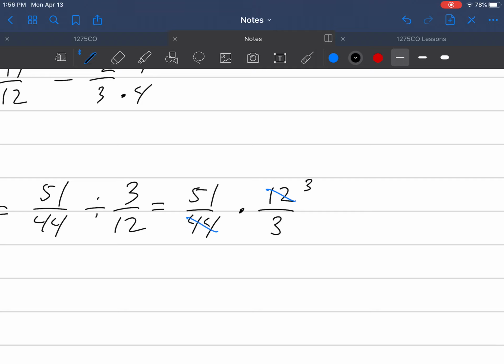12 and 44 both divide by 4 to become 3 and 11. 51 and 3 are reducible by a factor of 3. That would be 1 on bottom and 17 up top. So we're going to get 17 times 3 over 11 times 1, which is equal to 51 over 11.